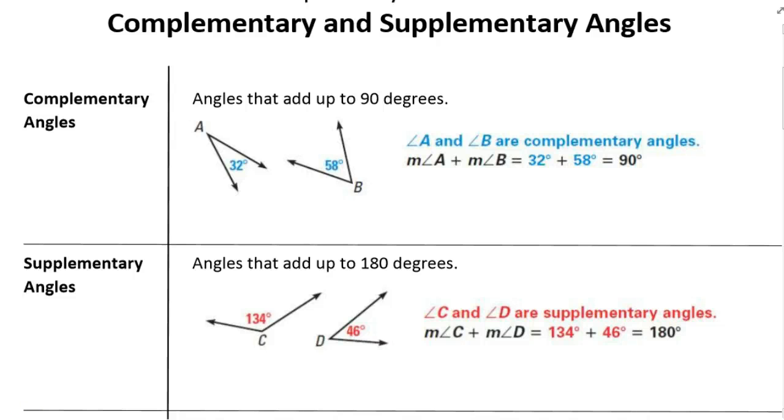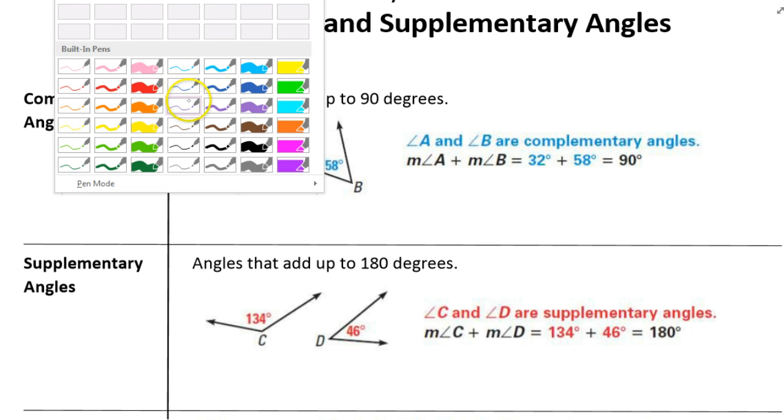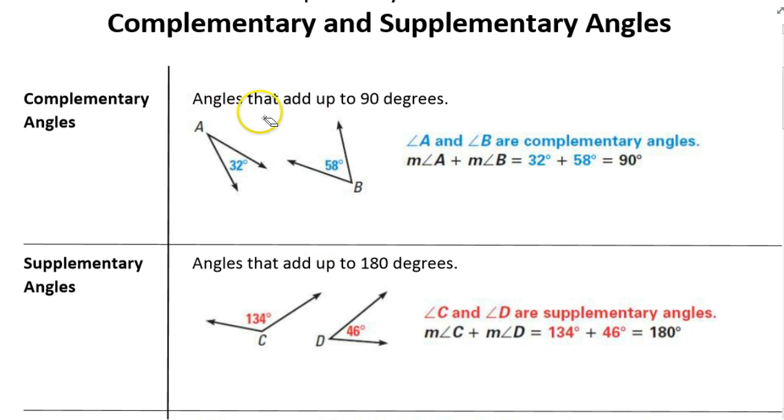Today's lesson is going to be on complementary and supplementary angles. So let's get started. Two angles that add up to 90 degrees are going to be complementary, and we can see that right here in this example. 32 degrees for angle A, 58 degrees for angle B. When we add them together, we get 90 degrees. So that's what complementary means.